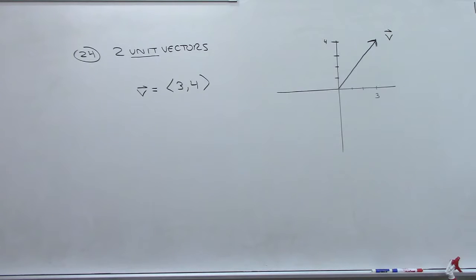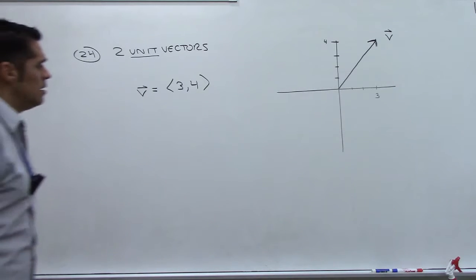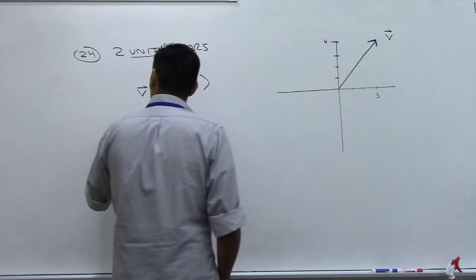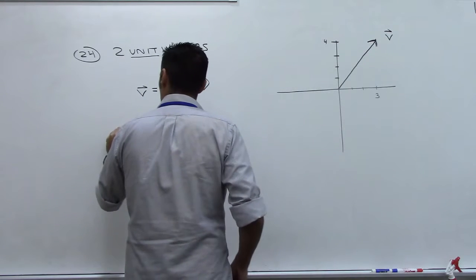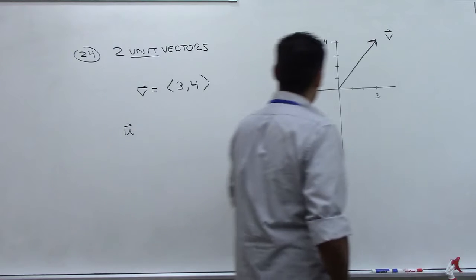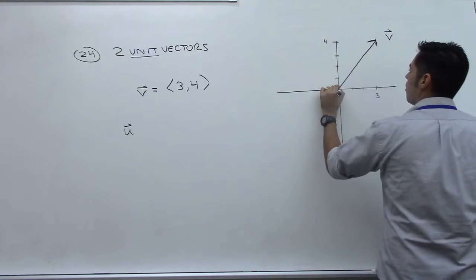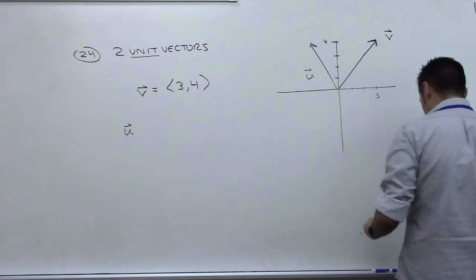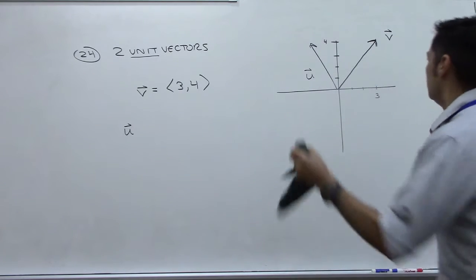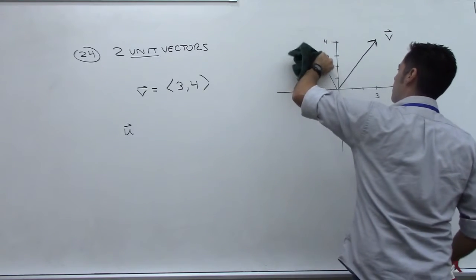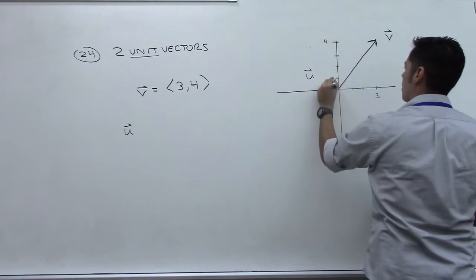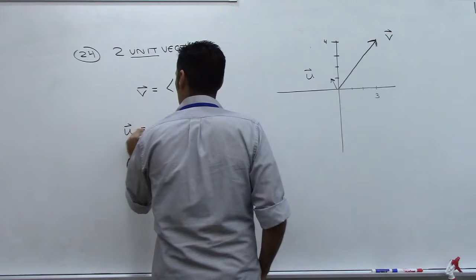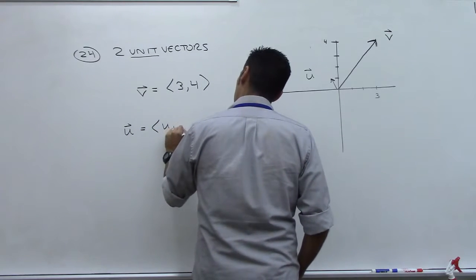So let's start out by talking about what one of these vectors would look like. I'll call it u. So I'm thinking u is somewhere over here. But it's a unit vector, so it's probably not that long. It's probably going to need to be somewhere down in here like this. I need to come up with that. Well, let's just call it u1, u2.